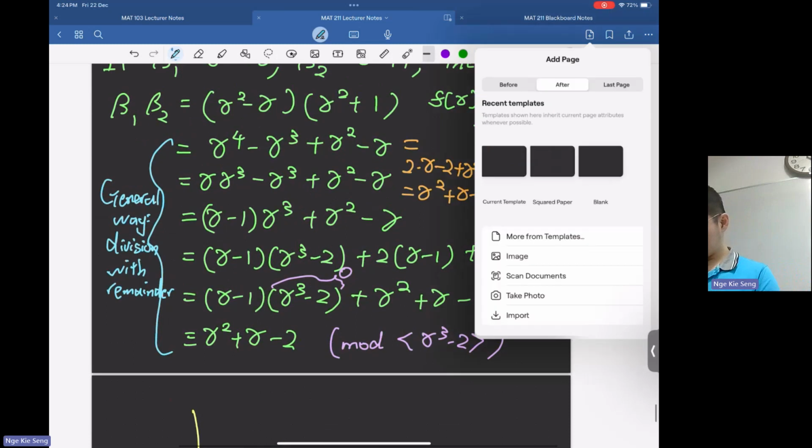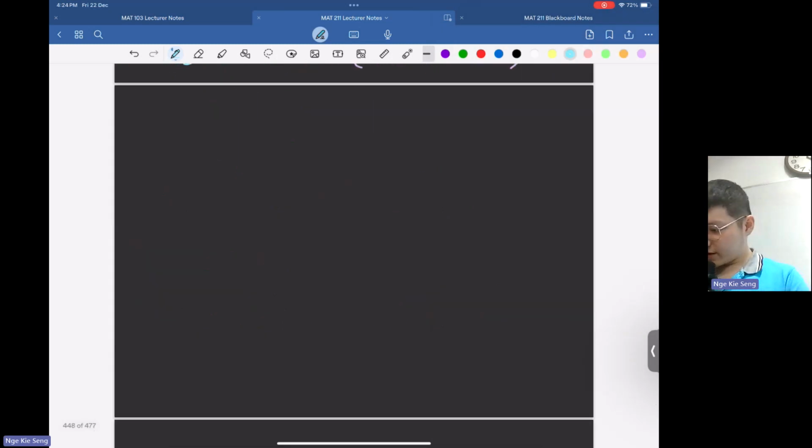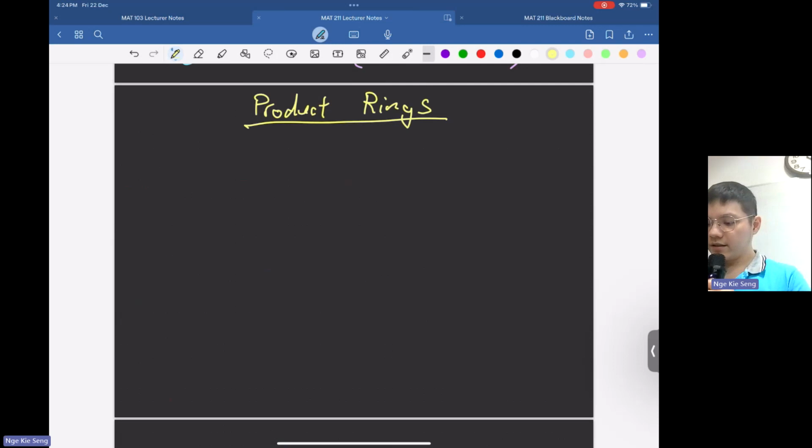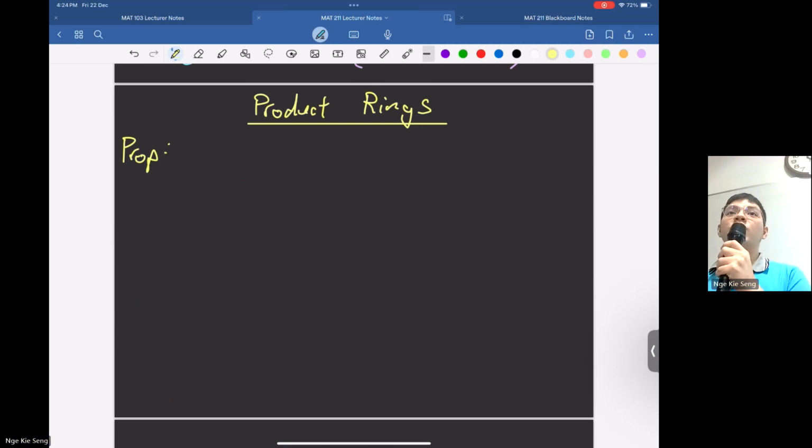Okay, so let's continue. We will go to product rings. Last time we talked about product groups, right? Rings are similar. If you want to define product rings, you need to tell me what the two operations are. How to add two elements in the product ring? How to multiply two elements in the product ring? And then check that they are indeed the operations, and then what the identity elements are.